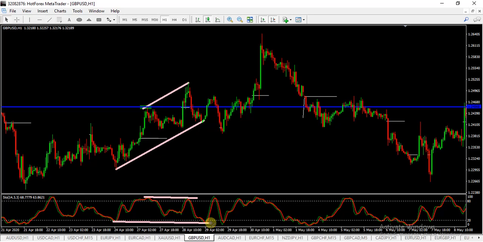Lower lows. The price gave us what? Higher lows. The oscillator gave us what? Lower lows. All right, let's take it to this point. Let's take it all the way to this point, and here, because it was still valid.